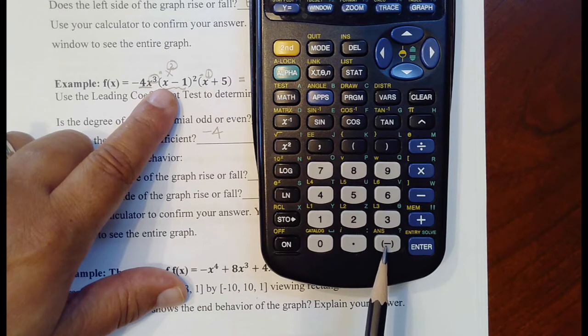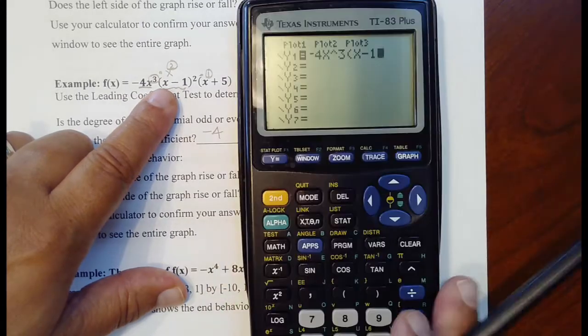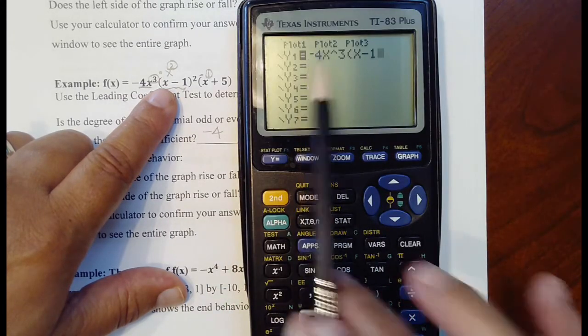So close up that parenthesis, put a power on it. That power is 2. I'm just going to use this little x squared key to put the power on it, this key right here.